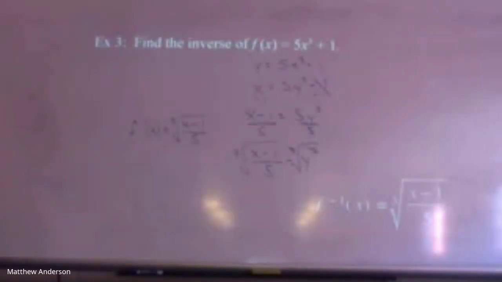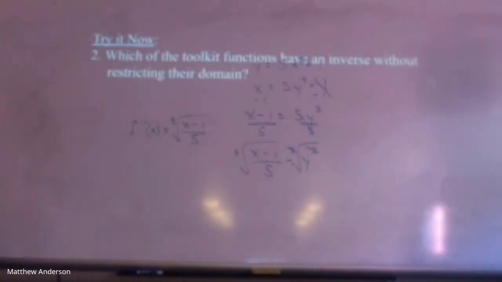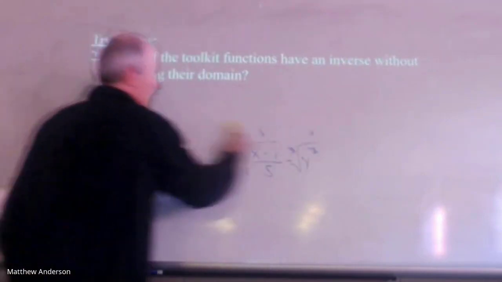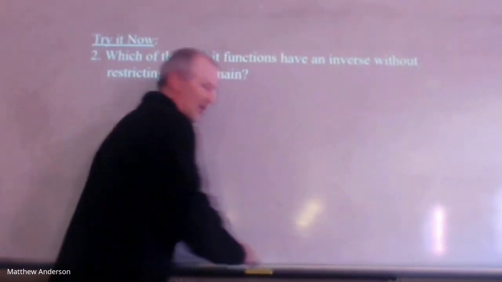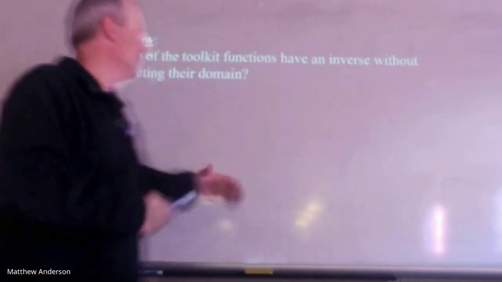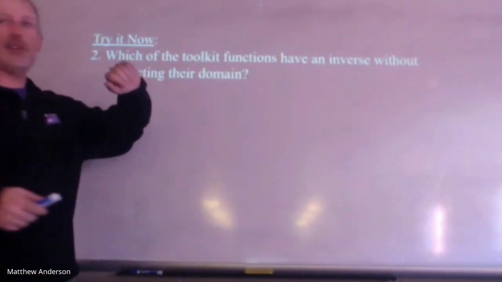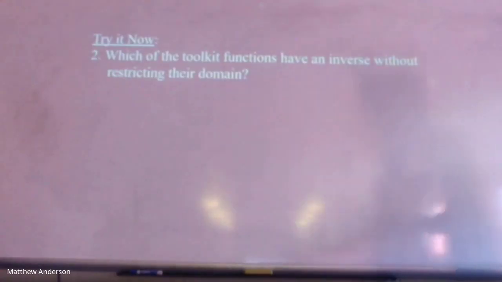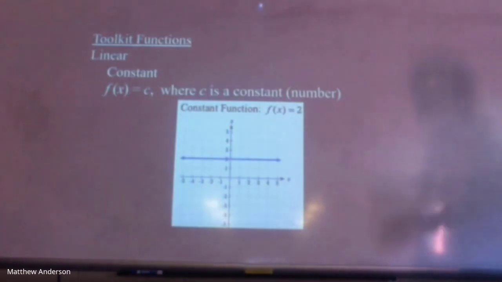Steps for inverses pretty much all the time. Which one of our toolkit functions have an inverse without restricting their domain? Remember, we could take the parabola shape and cut it and restrict the domain and make it 1-to-1. But the question here is which toolkit functions have an inverse without doing that? So we're going to run through them and see which ones do.